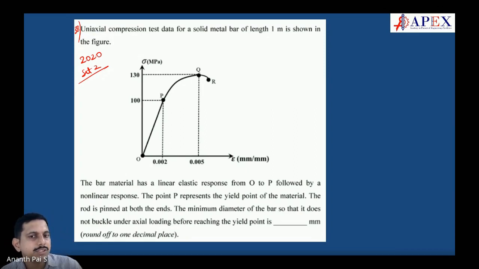Uniaxial compression test data for a solid bar of length 1 meter is shown in the figure. The bar material has a linear elastic response from O to P, followed by a non-linear response. The point P represents the yield point of the material. The rod is pinned at both the ends. The minimum diameter of the bar so that it does not buckle under uniaxial loading before reaching the yield point is dash mm.